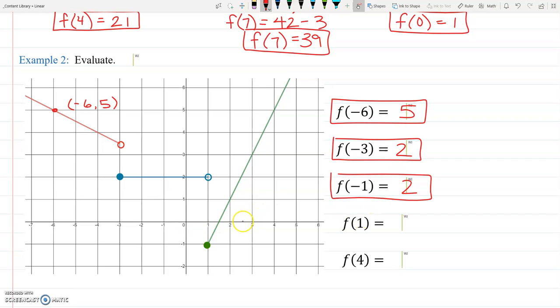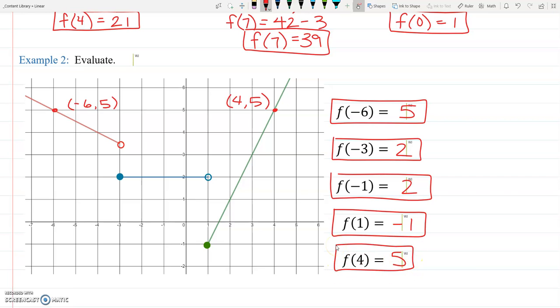All right, f of 1, another crazy one. So I come over here to the x-axis. X is 1. And the question is, is my function up here, or is my function down here? The answer is down here on the green one because of the filled in dots. So when x is 1, y is negative 1. All right, last one. When x is 4, I go over here on the x-axis to 4, where is my function? It's all the way up here at 4, 5, so f of 4 is equal to 5.